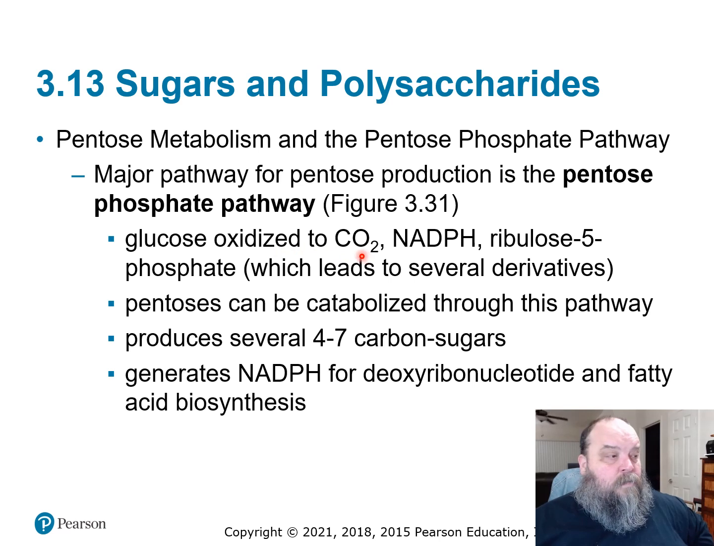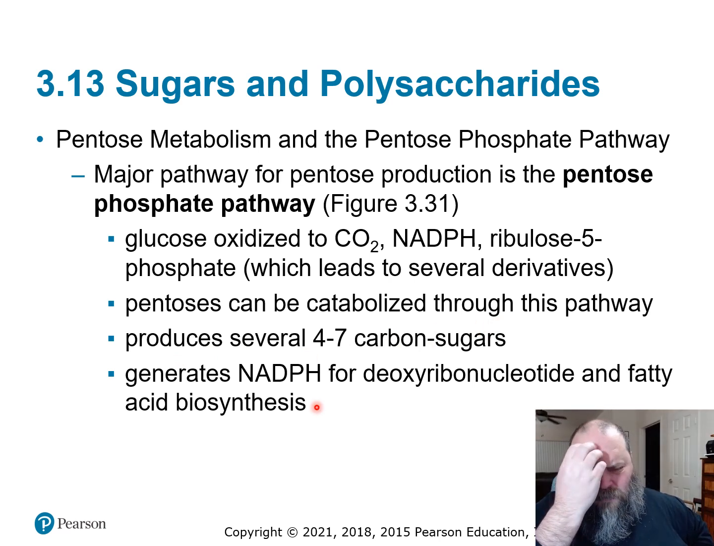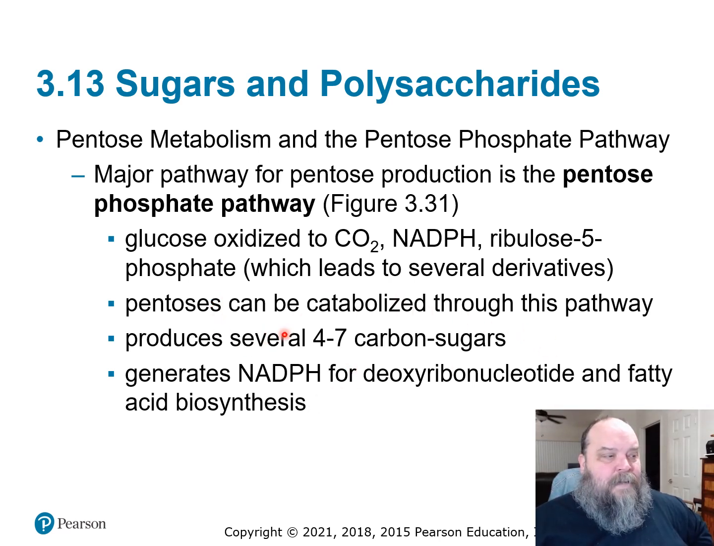Glucose oxidized to CO2, NADPH, ribulose 5-phosphate. Ribulose 5-phosphate is not the final one. Ribulose 5-phosphate will then be twisted, tweaked, cut, pasted, and all of that to form ribose. The majority of the pentoses will be catalyzed through this method. By reversing the method and going through alternate mechanisms to get to this point, you can have carbon strands of multiple different lengths: 4 carbon, 5, 6, 7 carbon strands.